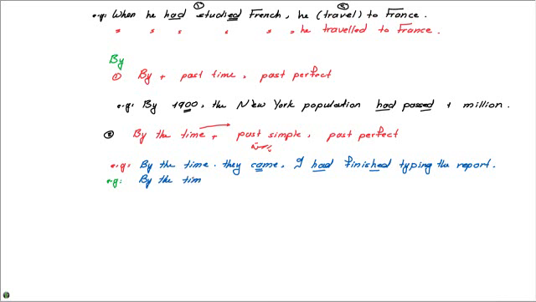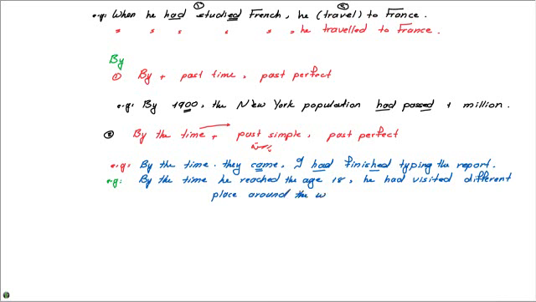Or we can say by the time he reached the age 18, he had visited different places around the world. Here we have past simple tense. He had visited, here we have had visited, past perfect.